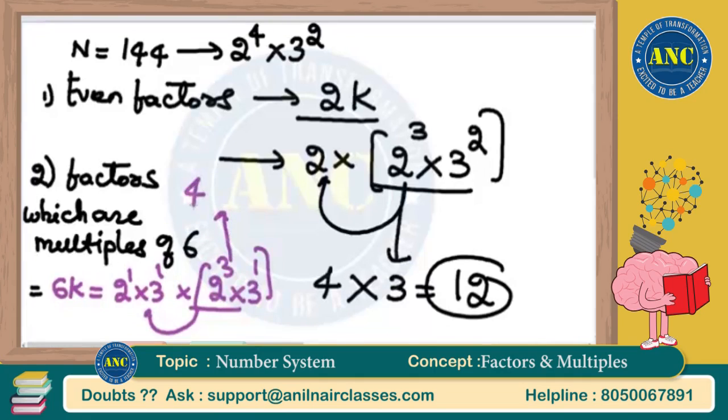How many factors are there for this number? 2 power 0 to 2 power 3, 4. 3 power 0 to 3 power 1, it is 2. So what will be the answer? 4 2s are 8. I hope it is clear.